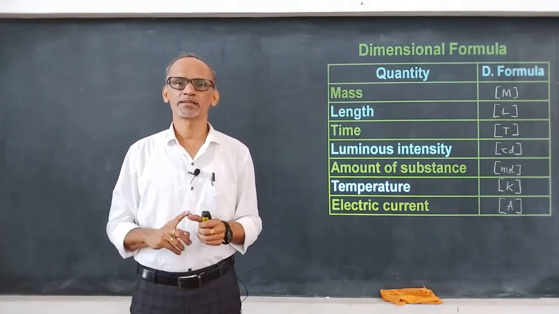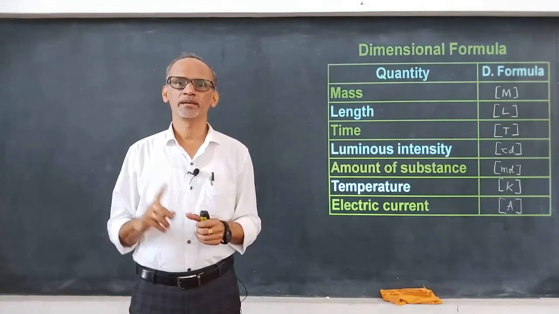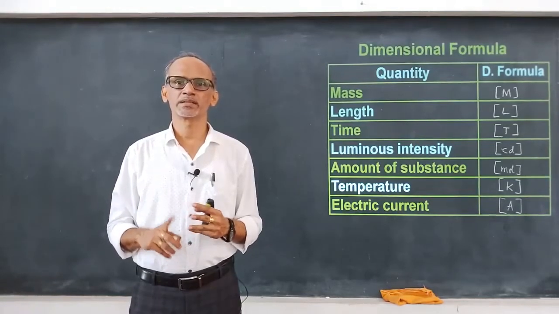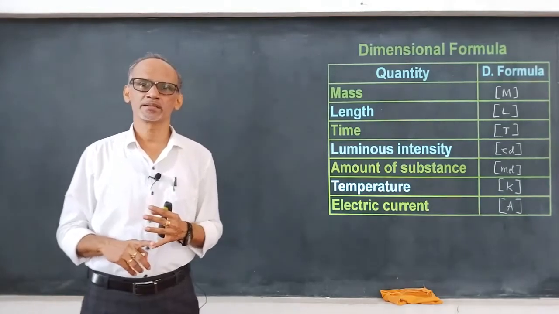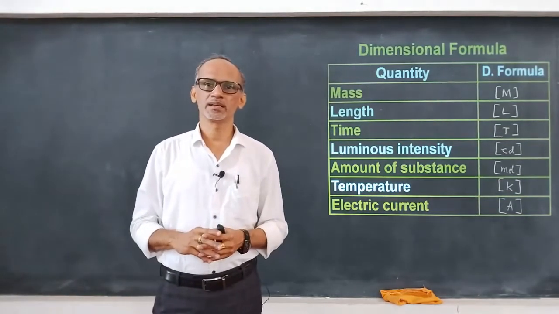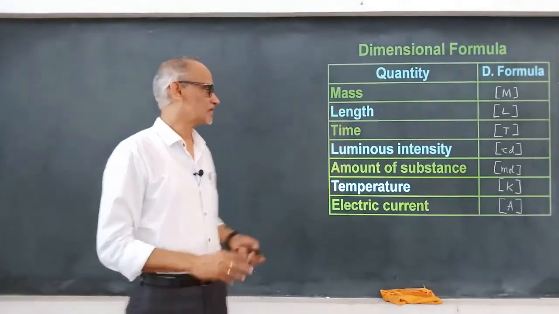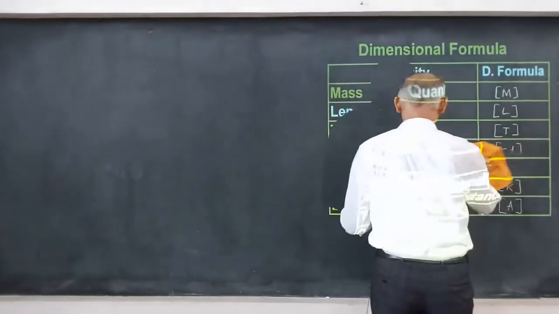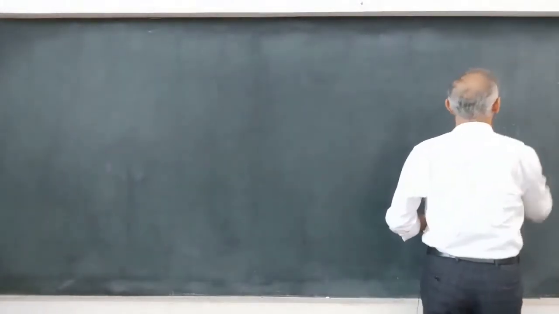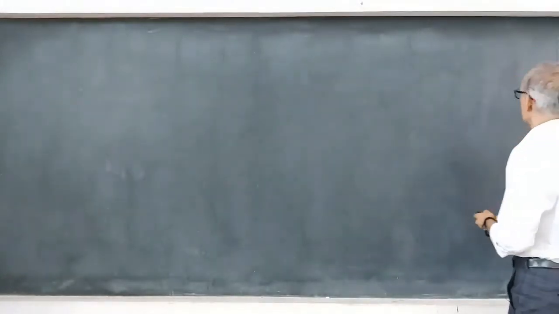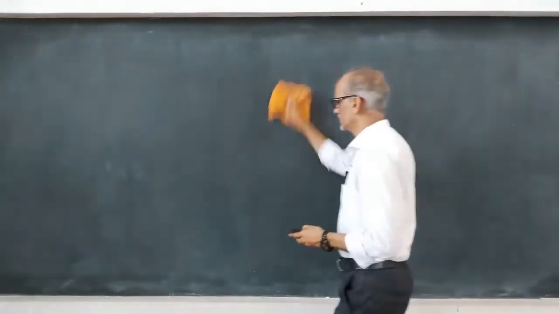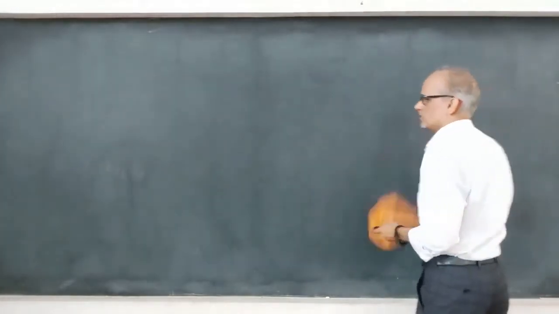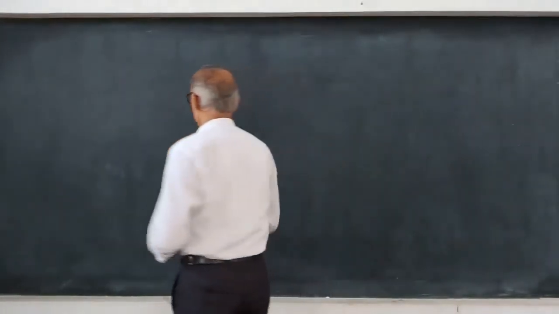So, for mass, it's M. For time, it's T. For length, it is L. For temperature, it's K. For electric current, it is A. For amount of substance, mole, and for luminous intensity it is CD. So based on this, let's learn the dimensional formula of some more physical quantities. And you have to remember all these dimensional formulas of the quantities which we are going to derive right now.